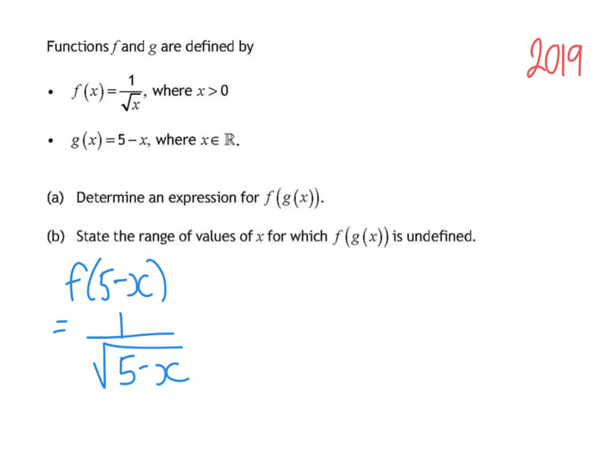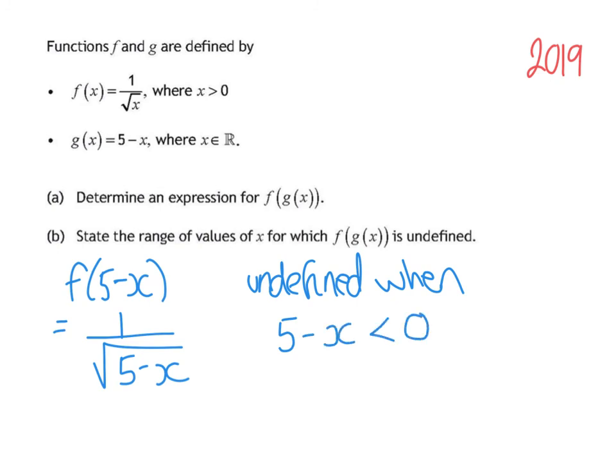Then it says state a range of values for when it is undefined. So it's undefined when the bit underneath is negative. So it's undefined when the bit underneath is less than 0. That's how I always think of it. From there, we want to rearrange this. So you get minus x is less than minus 5. You're going to divide by minus 1, which means you're going to flip the sign. So it's undefined when x is any number bigger than 5.